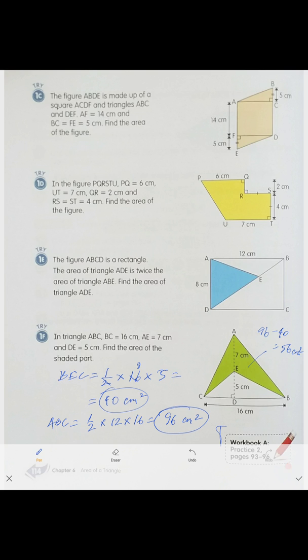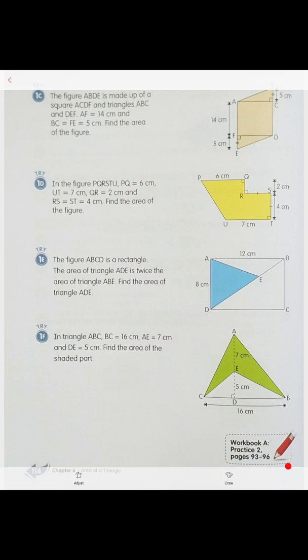Pay attention on this workbook, right? So for this lesson, you need to complete workbook A, practice 2, and here are the pages. Workbook A, practice 2, pages 93 to 96. Well, this is also gonna be explained, but you have to try first.